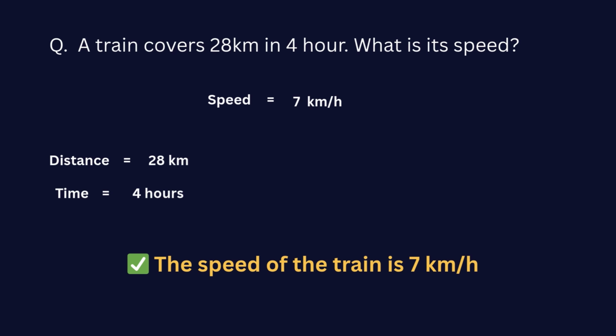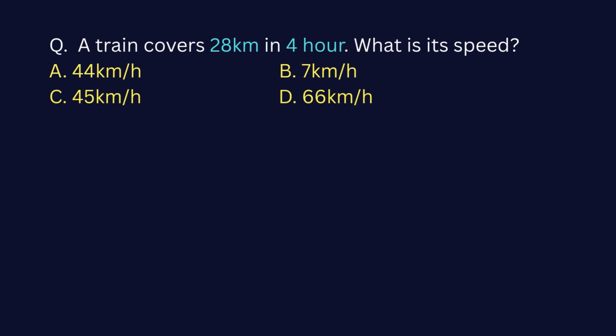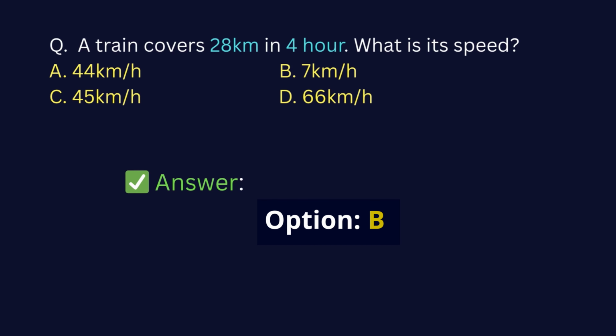So every hour, the train is covering a distance of 7 km. So in 4 hours, the train will cover a total distance of 28 km. If you look at the options, we see that option B is the correct answer, which is 7 km per hour.